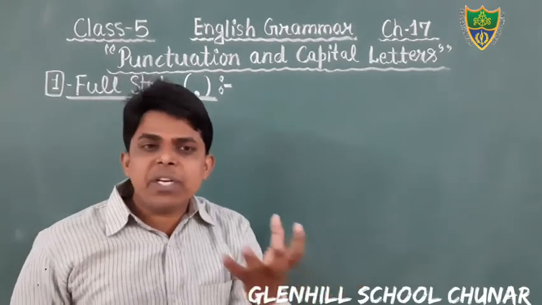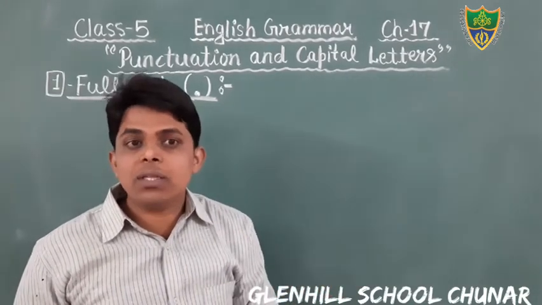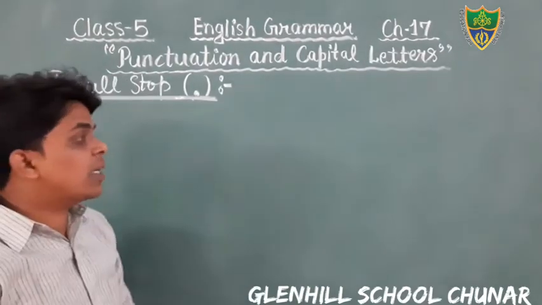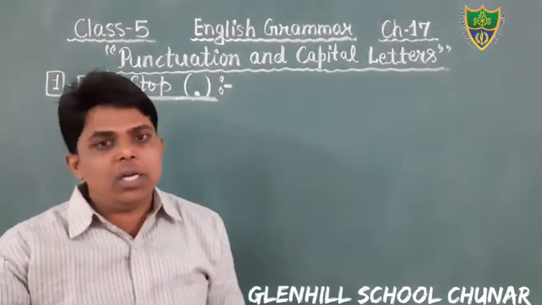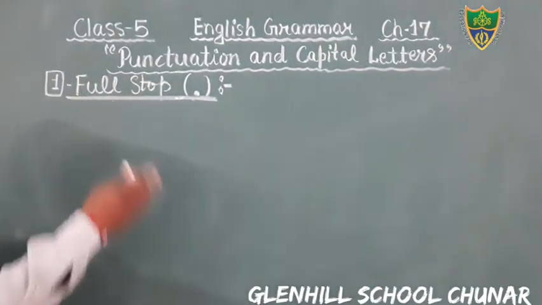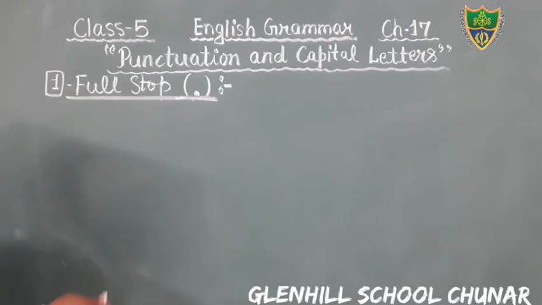This is what? Abbreviation is short form. What would be the full form of MA? Master of Arts. But we can write M dot A dot. Okay? So we have to know all these uses of full stop. So put the heading full stop and start writing.